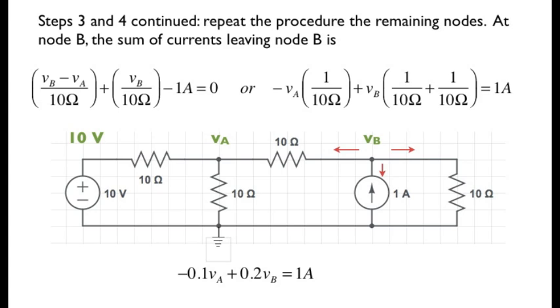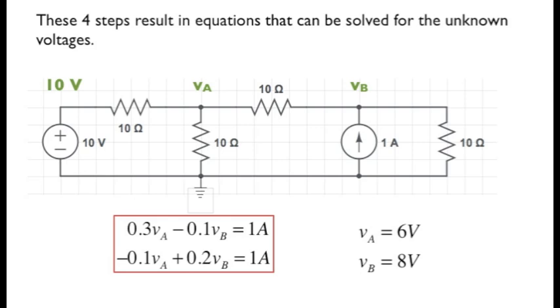Remember that if there is plus 1 ampere flowing from bottom to top, there is minus 1 ampere flowing from top to bottom. This results in a Kirchhoff's current law expression at node B as minus 0.1 Siemens times V sub A plus 0.2 Siemens times V sub B equaling 1 ampere. So the procedure just outlined produces equations that can be readily solved for the node voltages. In this case, one finds that V sub A equals 6 volts, V sub B equals 8 volts.